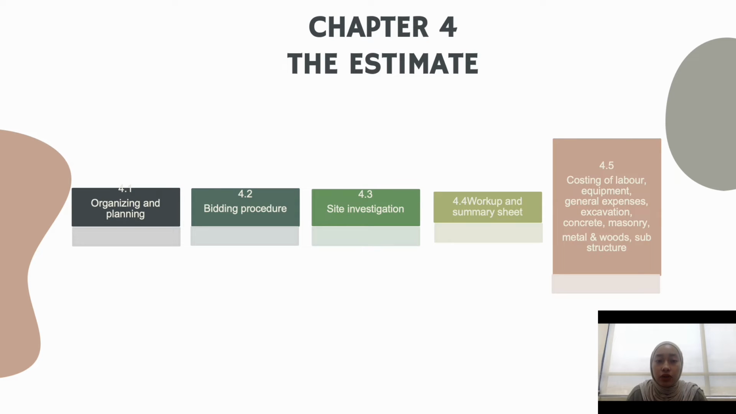Next is chapter 4, the estimate. In this chapter, the student can study about estimating, which covers organizing and planning, bidding procedure, site investigation, workup and summary sheet, costing of labor costs, equipment costs, general expenses costs, excavation costs, level formation and starting work, concrete costs, stone costs, metal and wood, substructure, structure, mechanical and electrical costs, and many more.